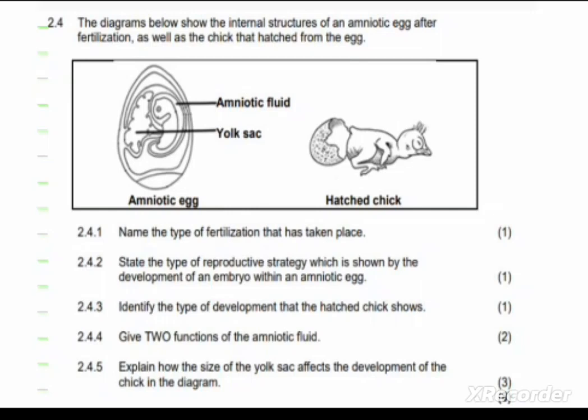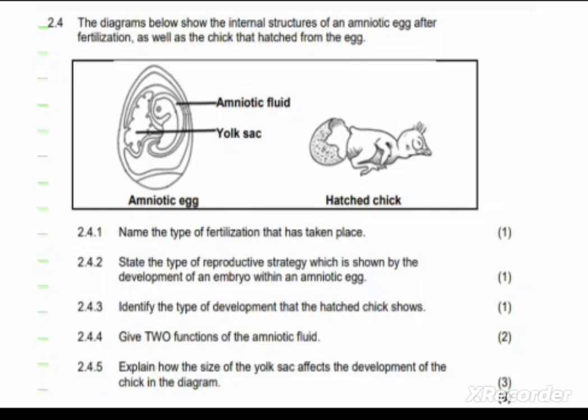Name the type of development. I told you that if they ask you about fertilization, you're going to choose from external and internal. The second one asks you about a reproductive strategy. You're going to choose from oviparity, viviparity, ovoviviparity. So now you're identifying development. You're choosing from altricial and precocial. But how would you know if it's altricial or precocial?